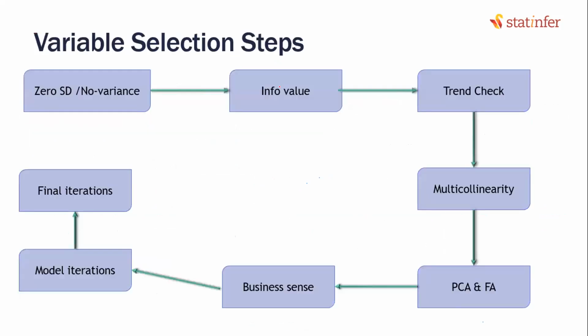Apart from information value, we will do other checks as well, such as a multicollinearity check and a business sense check, whether the variable is making business sense. Sometimes a variable called mobile number, just by chance, shows good information value. Does that mean we have to include that mobile number?